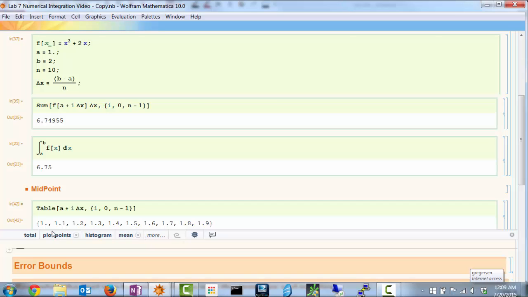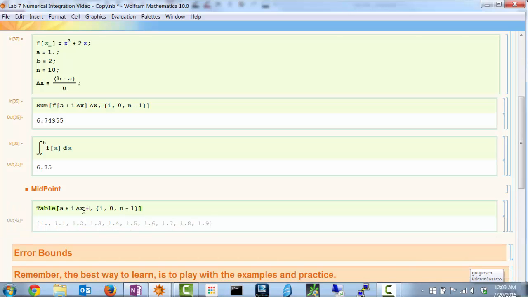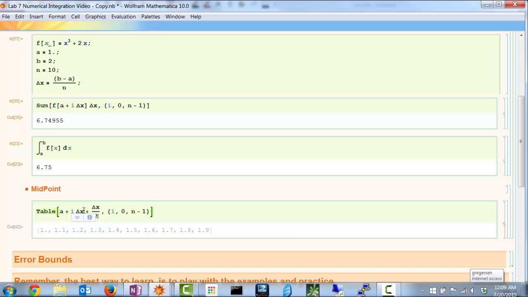Now, what do I want? I really don't want to evaluate my function at 1 and 1.1, 1.2 anymore. Instead, I want to evaluate my function somewhere between 1 and 1.1. So that's like taking my 1 value and adding half of a delta x. So in other words, I could take this thing and add my delta x divided by 2.